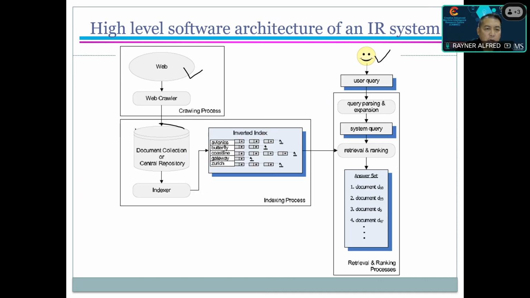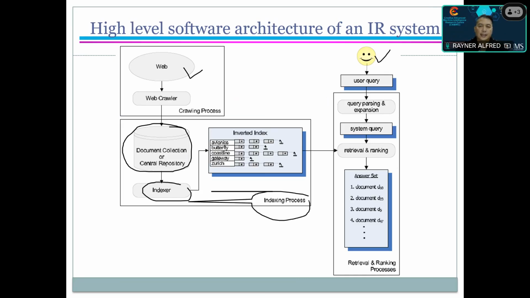Once you have all the documents here, then you will use the indexer. With the indexer, we use text, or we use keywords, as an index to annotate the content of the documents that we have. So this is the indexing process, and this is done on the server side.